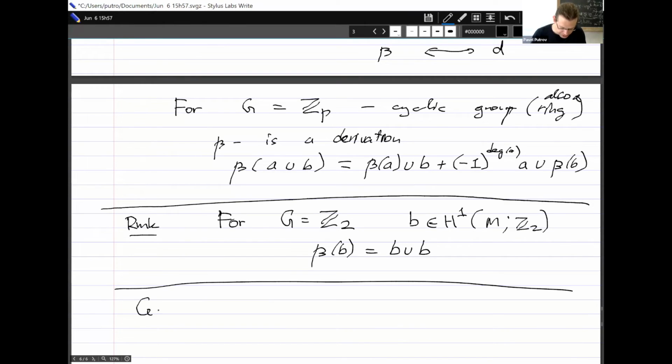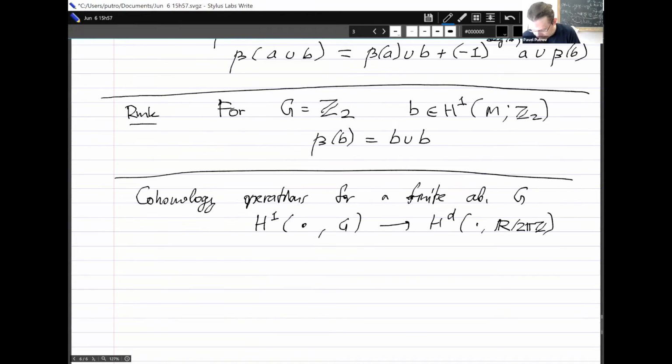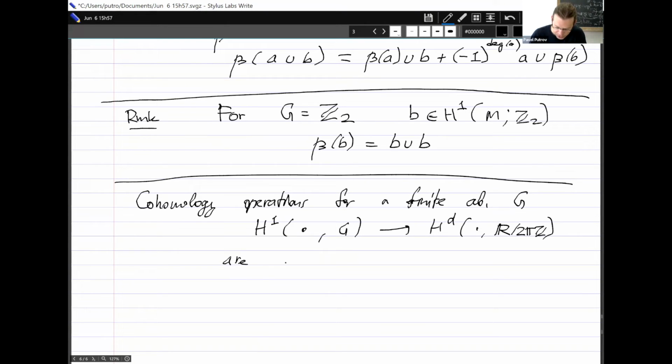Okay, and then let me make the following statement. This was the basic cohomology operation, and now one can observe the following. Cohomology operations for a finite abelian G, from H^1(M, G) to H^D, are, for our application to this gauge theory, basically compositions of the basic operations above.